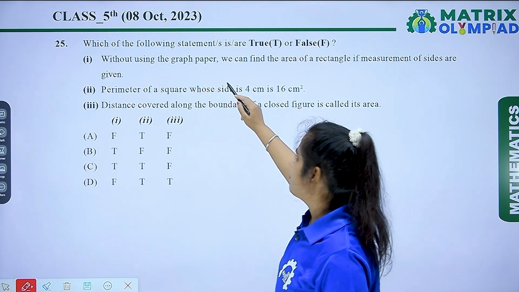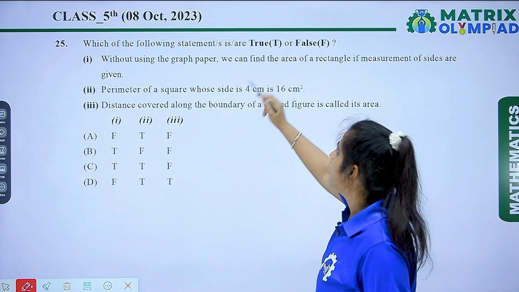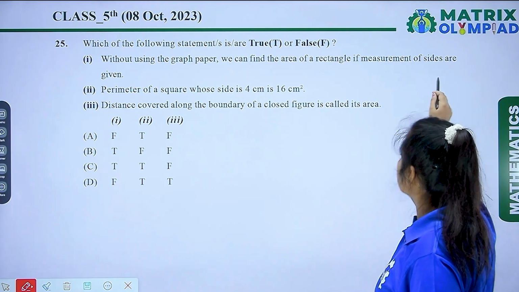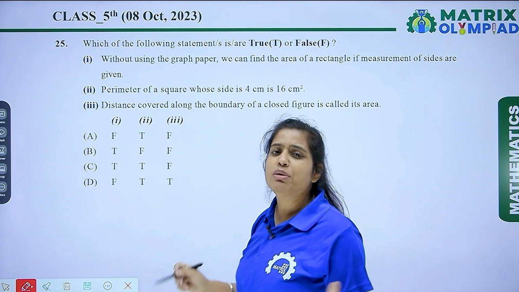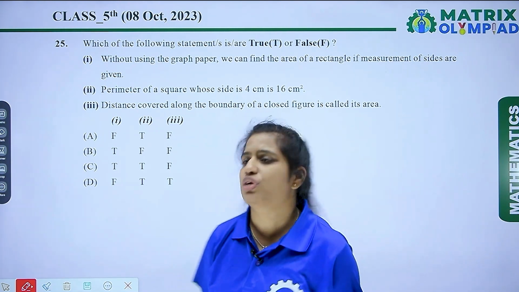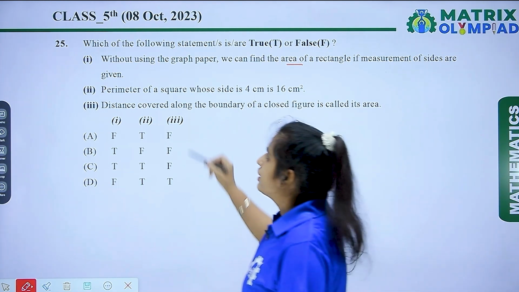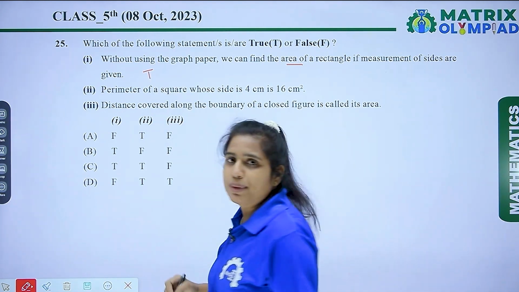Without using the graph paper, हमें graph paper use में नहीं लेना है. We can find the area of rectangle if measurement of sides are given. अगर हमें measurement of sides given है तो हम लोग easily क्या find out कर सकते हैं? हम लोग area find out कर सकते हैं. Yes, it is possible. So this statement is true.